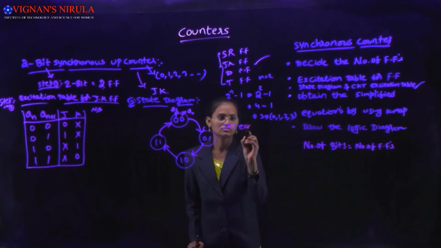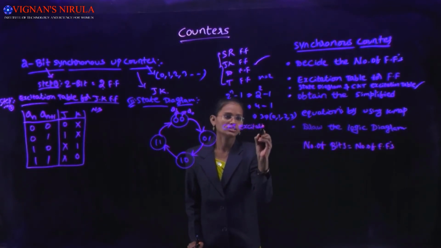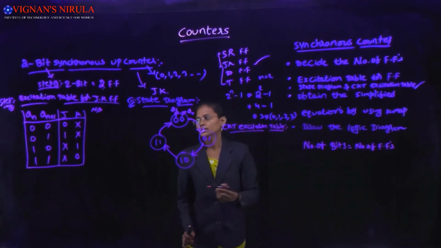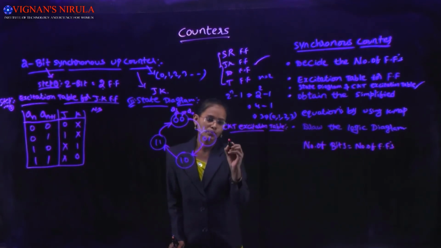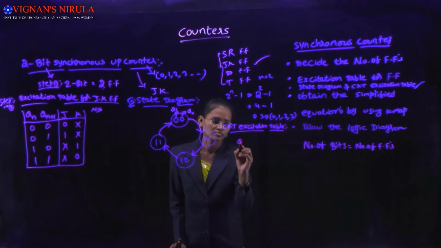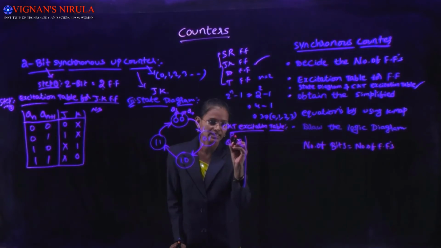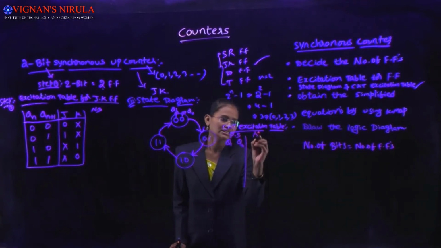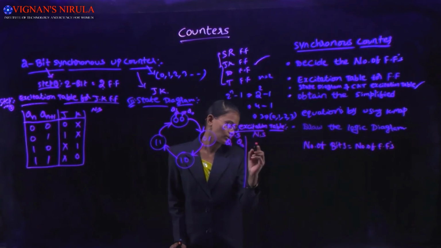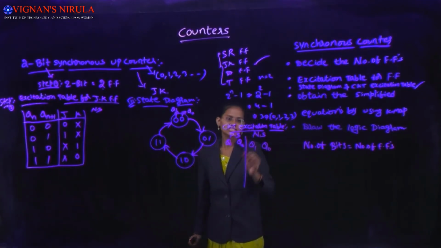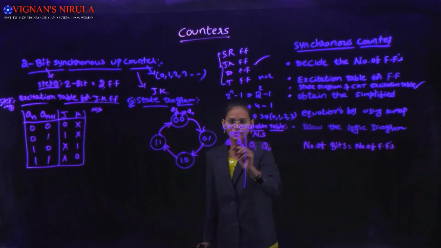Circuit excitation table. Okay, here the present state is Q1, this is the LSB and this is the MSB bit. Q0, Q1, these are the present state, P.S. And the next state is Q0 and this is Q1. Okay, this is the next state and this is the present state.